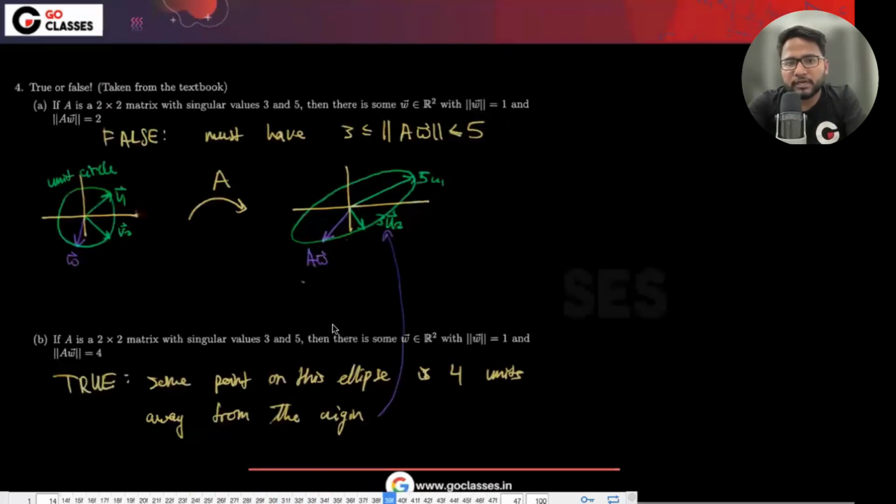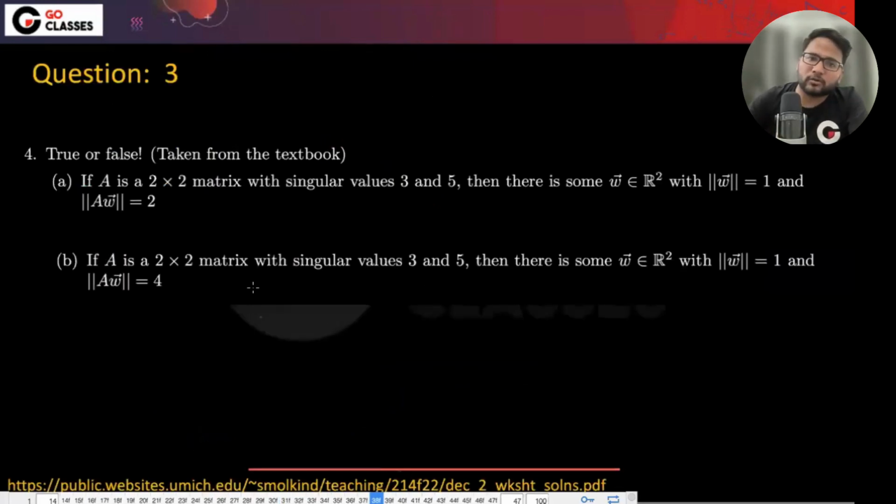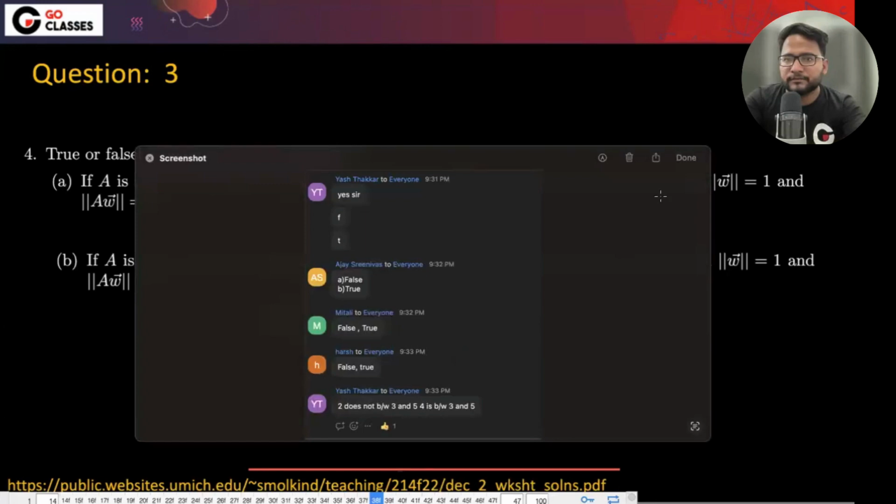Okay. So let's just solve one question. Probably you will get to understand a little more. Can you tell me whether this is true or false? Just solve these two questions and let me know. This is just a true false question. So many of you are saying false and then true, right? I think Yash is saying false and then true. And then Ajay, let me just paste your answers.